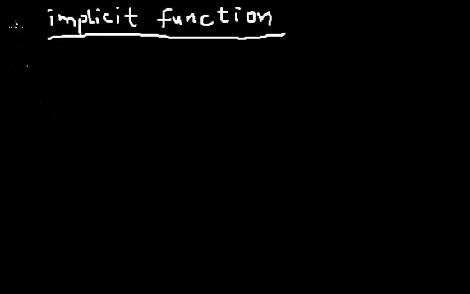All right, still on techniques of differentiation. Here we're going to be looking at another technique: finding the derivative of an implicit function. Now the question is, what's an implicit function? An implicit function is a function whose variables cannot be separated from each other.